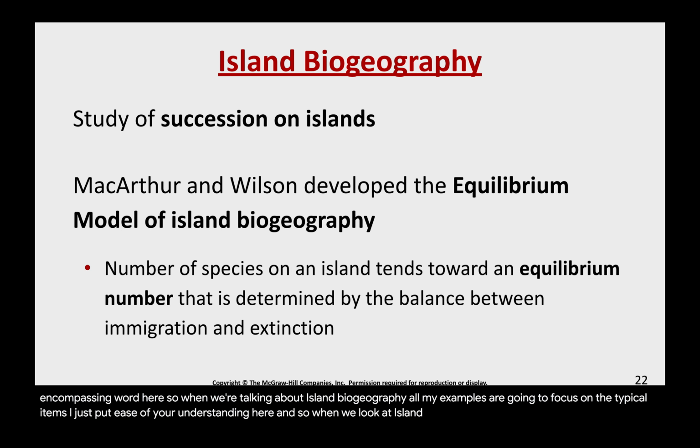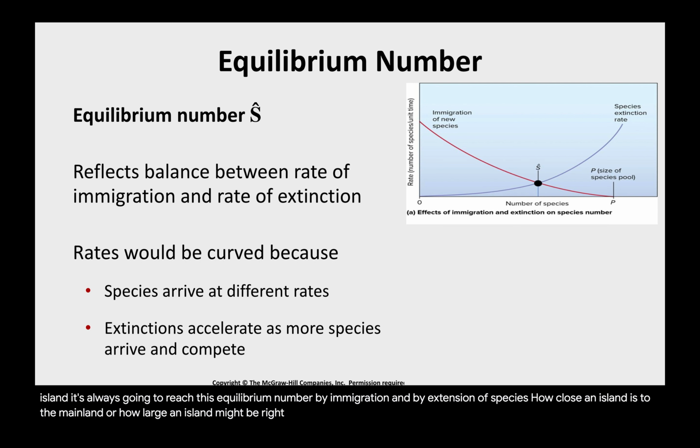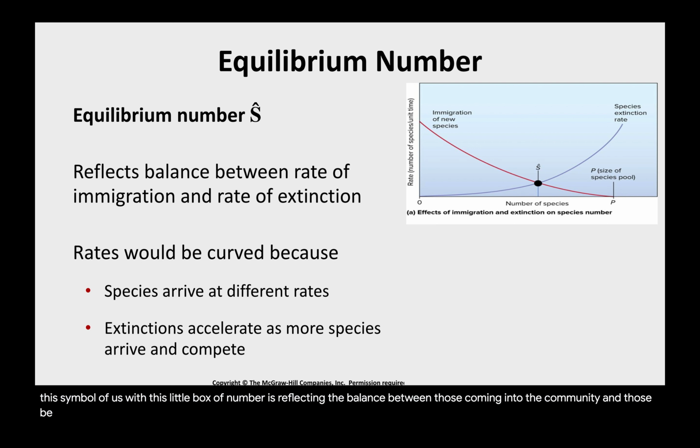When we look at islands, we tend to see succession happening on the island. It's always going to reach an equilibrium number of species, and this is going to be determined by immigration and extinction of species. But it's also going to be determined by how close an island is to the mainland or how large an island might be. That equilibrium number is denoted by the symbol S with a cap on it. This equilibrium number reflects the balance between those coming into the community and those becoming extinct in the community, extinct as a species. That's a thing you want to keep separate.